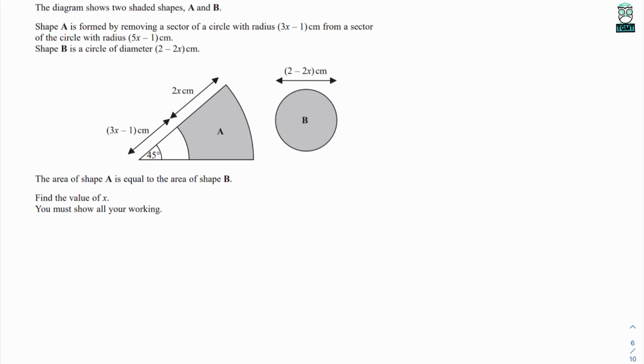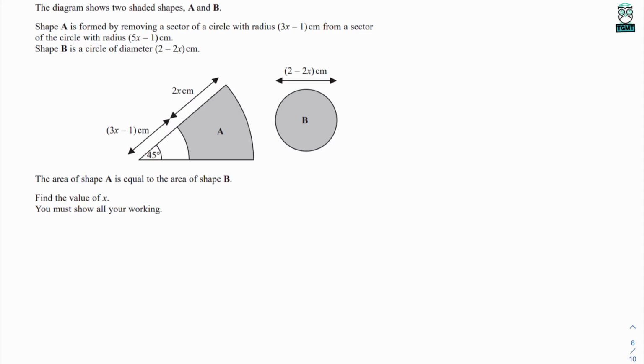it says that the area of that is equal to the area of B. It says shape B is a circle with diameter 2 minus 2x. So we need to find the area of these parts in terms of algebra, and then we're going to have to solve it. And chances are we're going to have some form of quadratic equation. So let's just have a look at what we know.